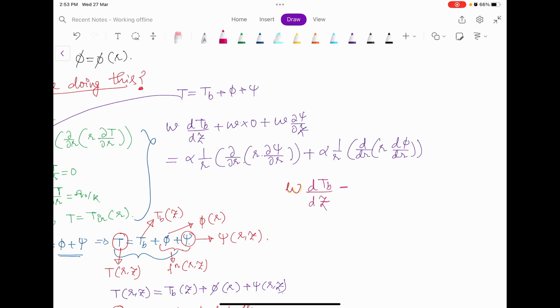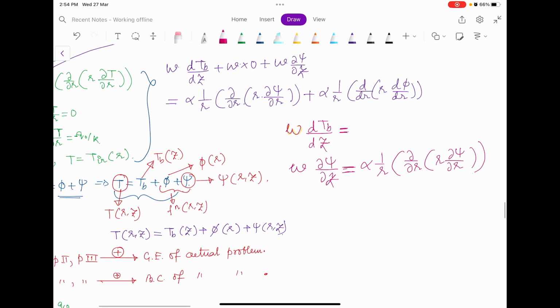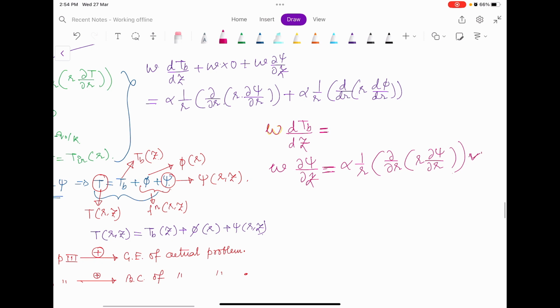Okay, so I can split my LHS into this and this, this plus this. So these are the two terms of my LHS. Now the RHS of psi, I will have the RHS of psi here. So this is the governing equation for psi, and this is actually alike the governing equation of T, right?